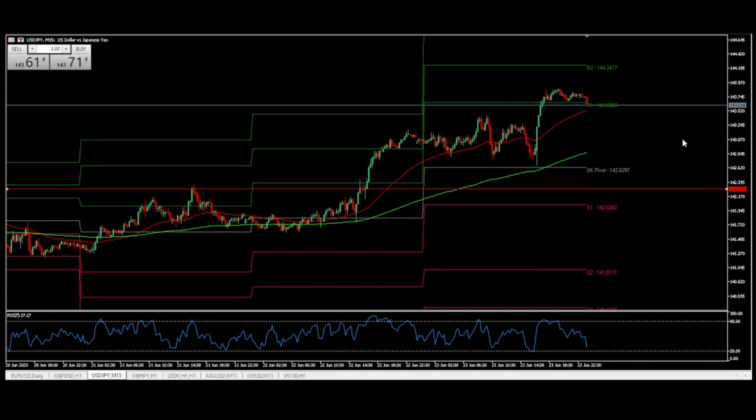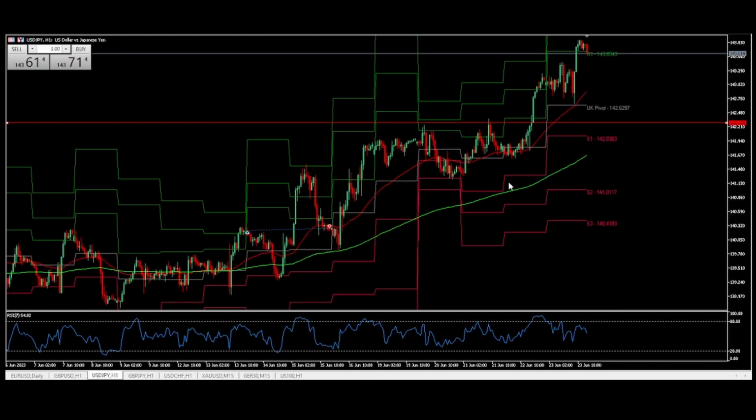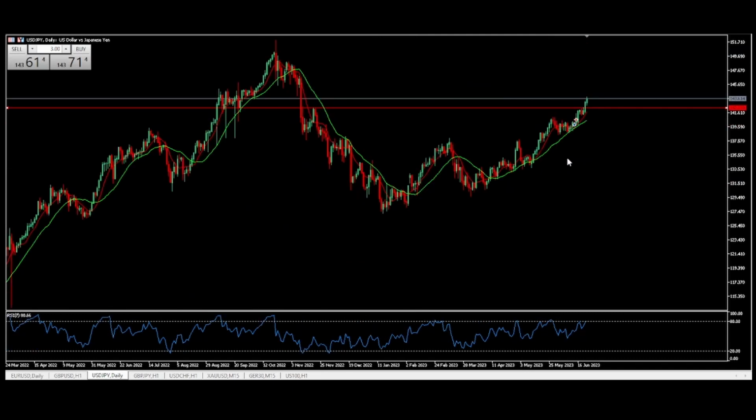You're under a 1-to-1 risk to reward ratio, which is why this trade wasn't taken at the time. But yeah, that's just a little bit of clarification on my thoughts on the dollar-yen pair.